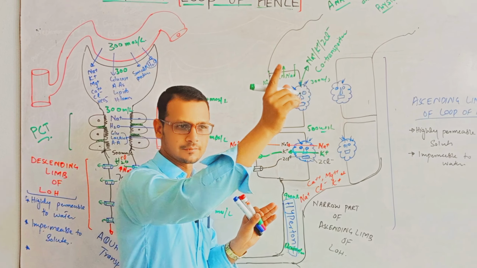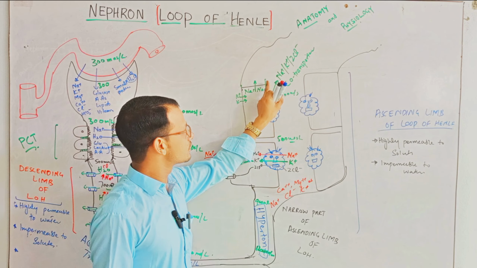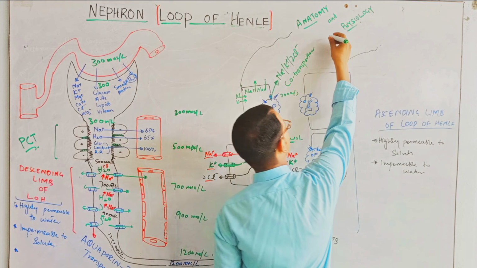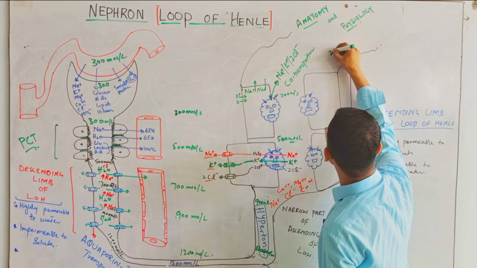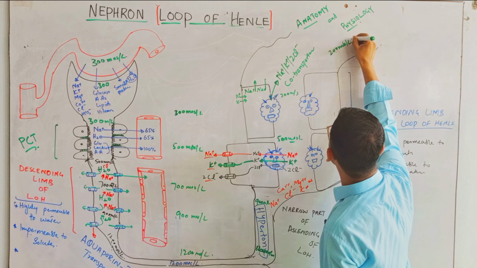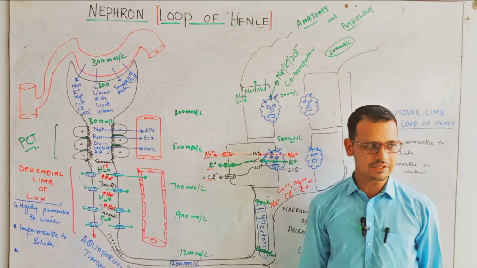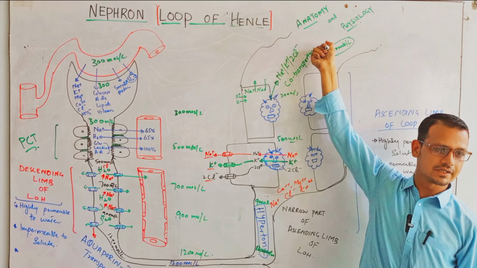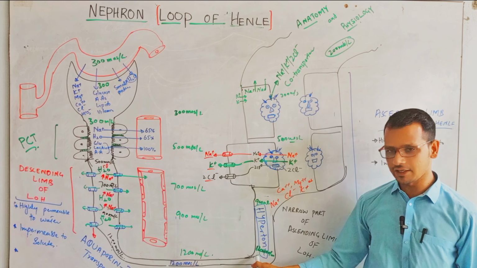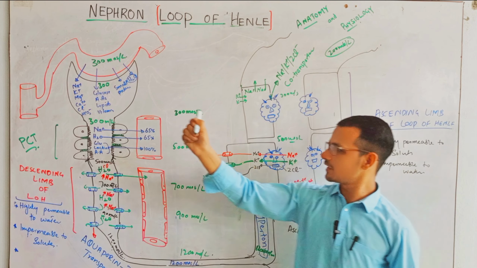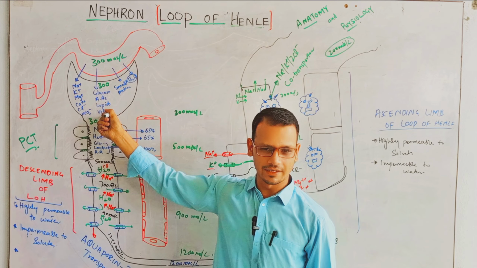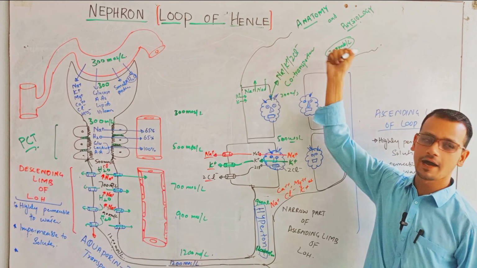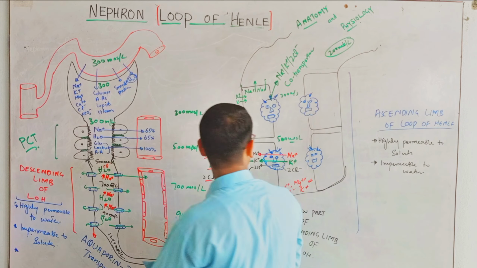But when these solutes come to the distal convoluted tubule, the osmolality is about 200 milliosmol per liter. It means that, and we will discuss in the distal convoluted tubule, that this area is hypotonic. This is hypotonic, and this area is hypertonic, and this area is isotonic. Right? This is isotonic, this is hypertonic, this is hypotonic. So this is the mechanism.